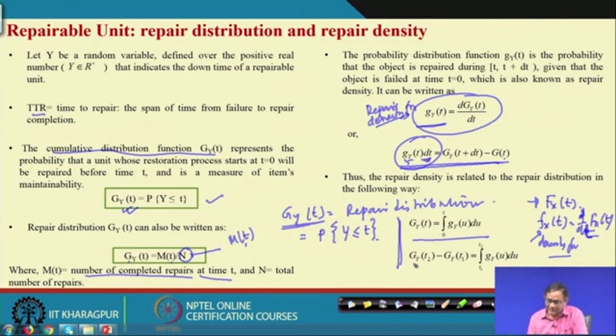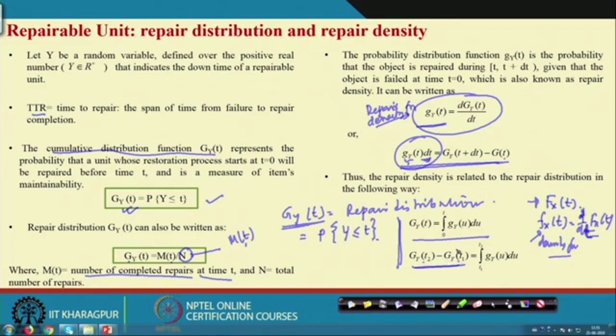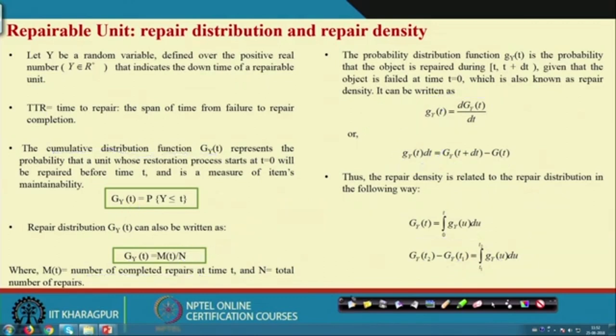Again, if I have two different times, t1 and t2, what is the probability that the component will be repaired between t1 and t2? You can also find that from this equation, by integrating g_Y between t1 and t2. So, suppose my repair distribution is G_Y(t), and I take two values, t1 and t2. What is the probability that the component will be repaired between t1 and t2? It is the area under this curve between t1 and t2, that is what you are writing.